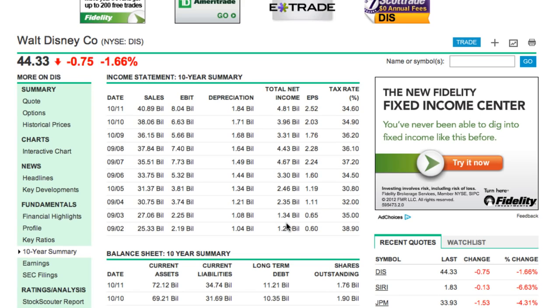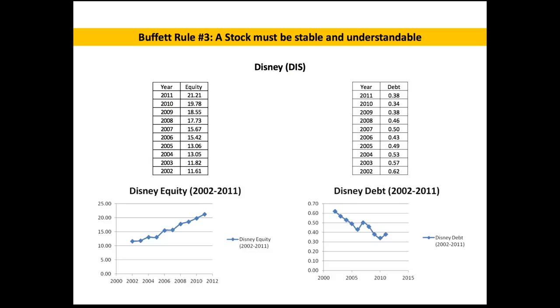So let's put all these numbers on a chart so we can graphically see what those numbers are doing. On the left we have the equity for Disney, and you can see that it's a nice linear graph over the last 10 years, and you can see how they're growing that equity.